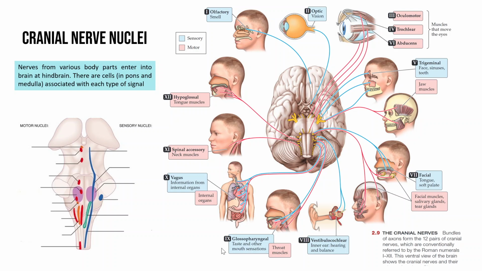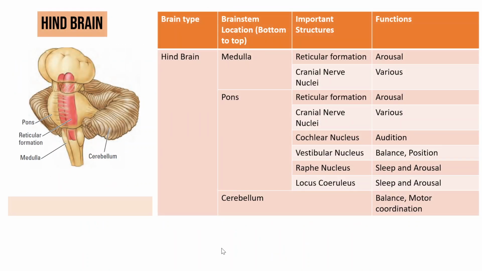Now, cranial nerve nuclei. We know that all the cranial nerves come in through the pons, and here is a diagram that shows which type of nerve is connected to which brain part. There are sensory nerves and motor nerves, and they are connected to different body parts, and all those different body parts are connected directly to your brain through the pons in your hindbrain. Now we can go to the table that gives us the summary of the structures.